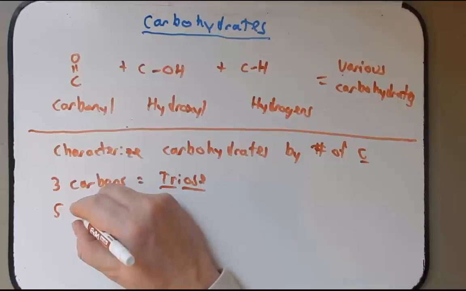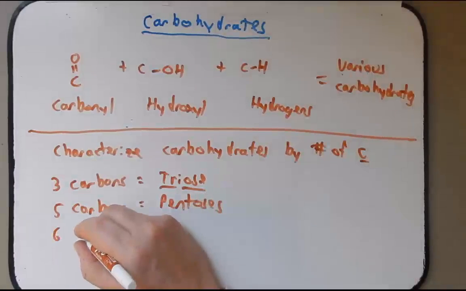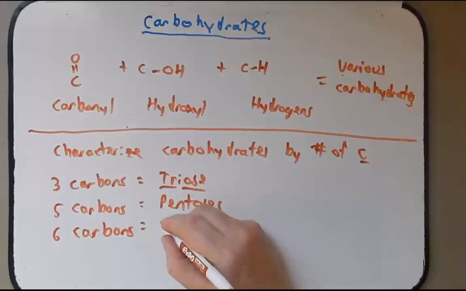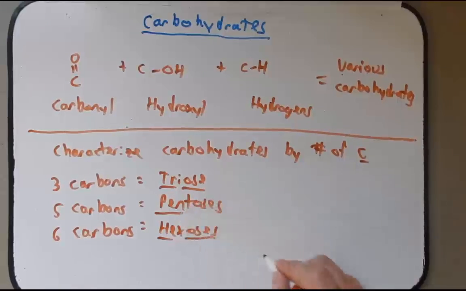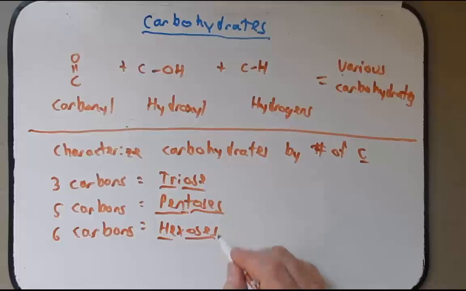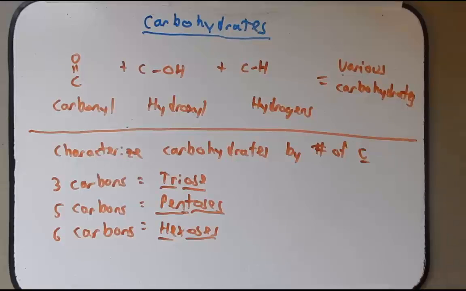We'll also talk about 5 carbons. These will be pentoses. And then 6 carbons would be hexoses. Hex for 6, oses for sugar. Up here for pentoses was pent for 5, and then oses for sugars. These are 3 very common carbohydrates that we'll find within a cell.